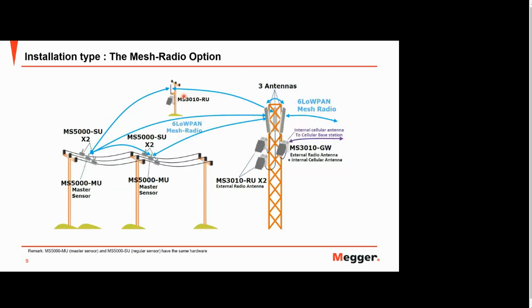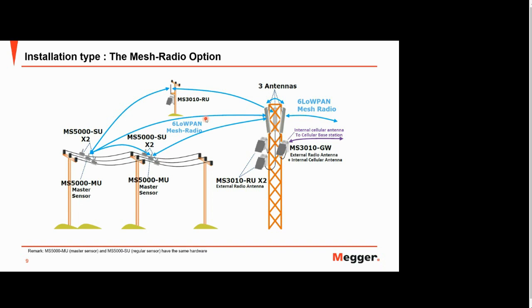The second option is the mesh radio. Mesh radio is used where you don't have any cellular network. Let's say you're in a city area, in a tier 1, tier 2, tier 3 zone, you have a very good cellular network. But when you go a bit far into remote areas, you may not have such good network communication, so you can use mesh radio options.